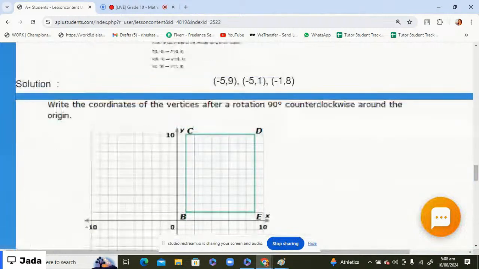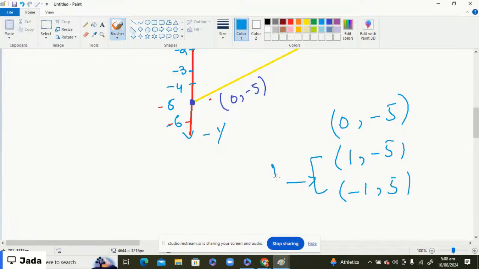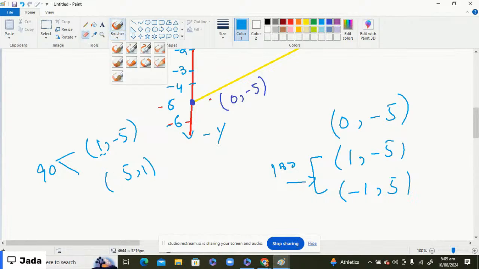Now for 180 only the signs are changed, but when they say rotate for 90-degree, both the values are changed, in this way. For 180, for example, 1 and minus 5 is changed into minus 1 and 5. But when they're talking about 90, it's 1 and minus 5, and here it changes into minus 5 and 1. So first shift the position and also their sign.